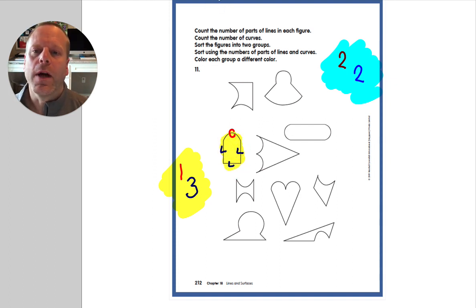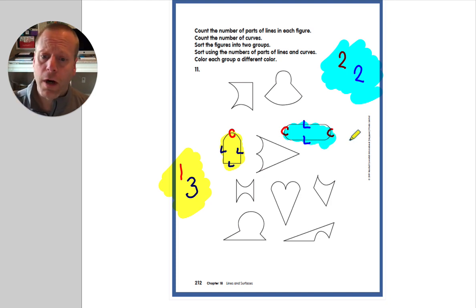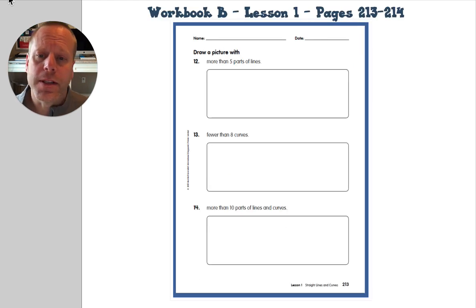Whereas this one, if I look at this next one, it has 2 lines and 2 curves. Color it blue. So you're really just looking for lines, looking for curves, and then sorting them by coloring them one of 2 ways.